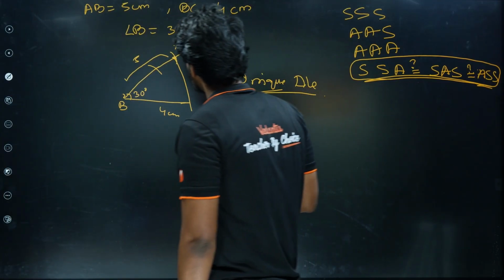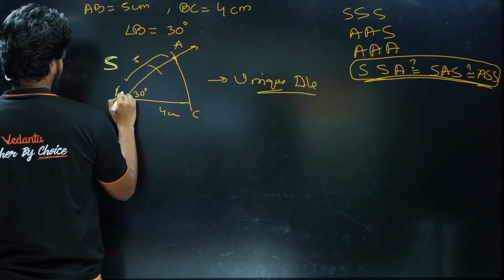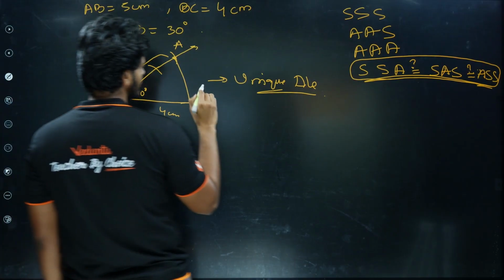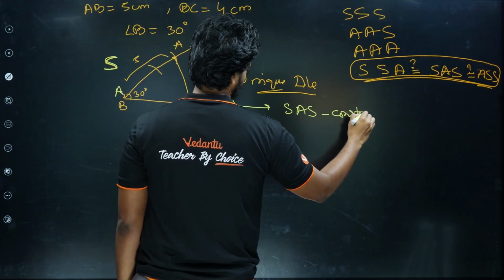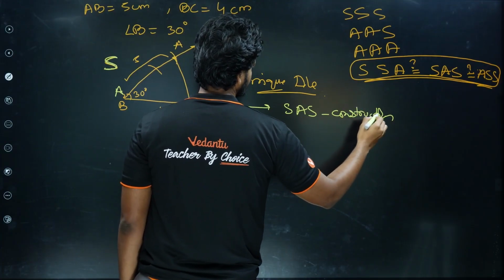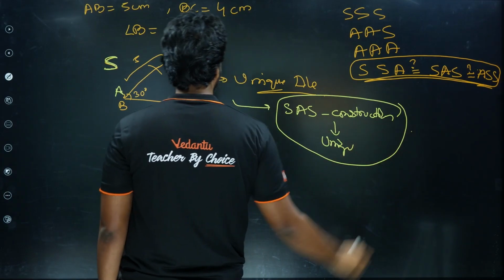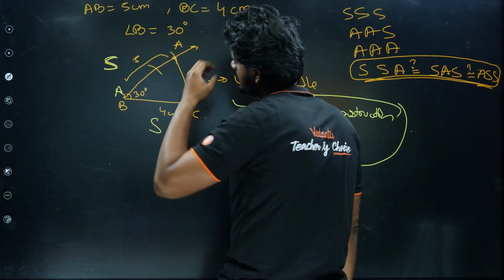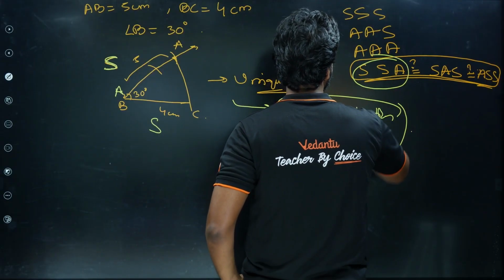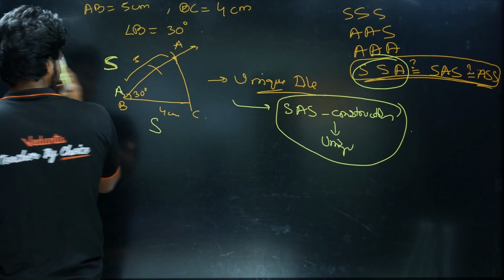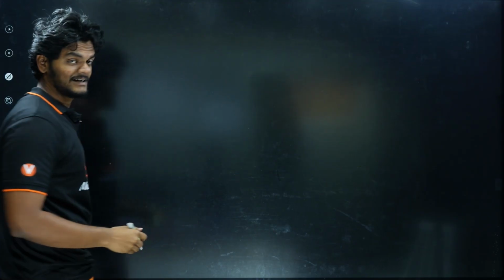Now what we used is side, angle, side. This is what we did here, SAS. So SAS construction definitely gives me a unique triangle, right? Now let's look if it is any different from SSA. SSA and ASS are the same.